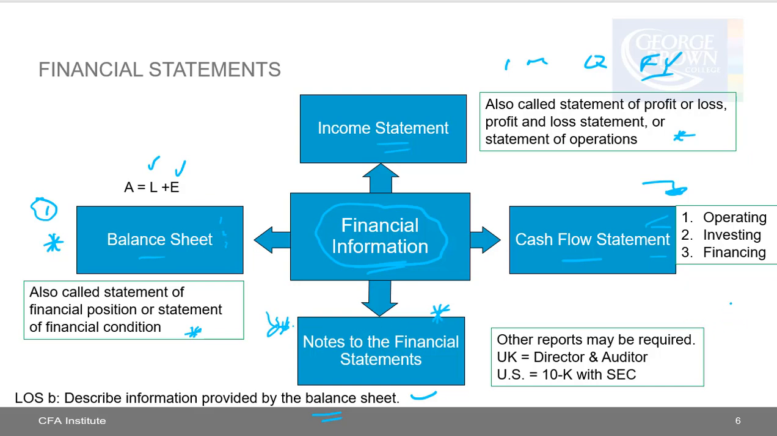Okay. One thing that the chapter notes that could be important, it could be tested, is that other reports may be required. So for example, in the United Kingdom, there's a director and auditor report that's required. And in the US, there's a 10-K report that is filed with the Securities and Exchange Commission annually. And that's another report that may be required. But the basic financial statements are the balance sheet, income statement, cash flow, and notes to the financial statements. And now we'll be moving on and describing more information that is provided by the balance sheet.